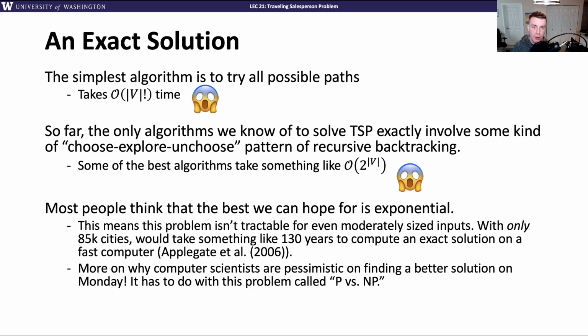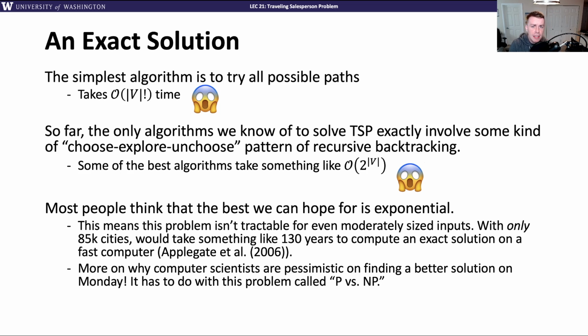There's a not super recent, but somewhat recent study where they tried to run the algorithm for the traveling salesperson problem on a graph with 85,000 cities, which is not the largest number of cities possible, but it's a decent amount. And that would have taken something like 130 years to compute. So if you were trying to run this on even more cities, you can imagine that this would take lifetimes upon lifetimes to complete.